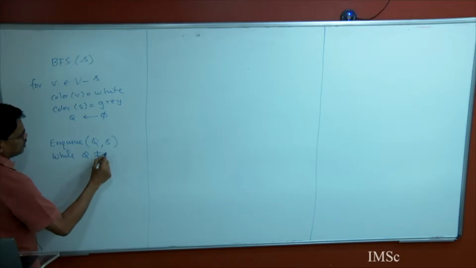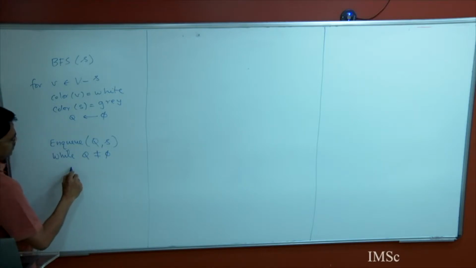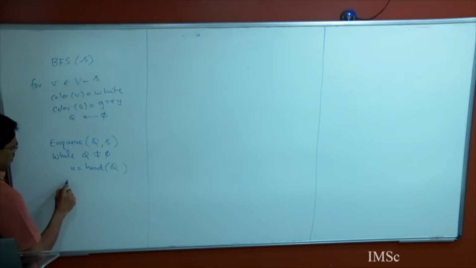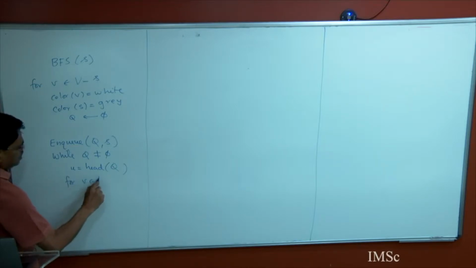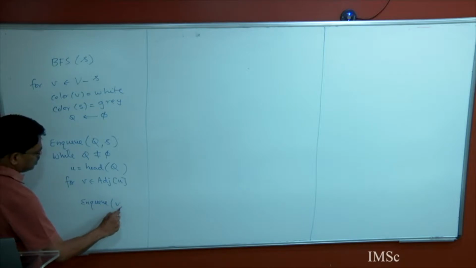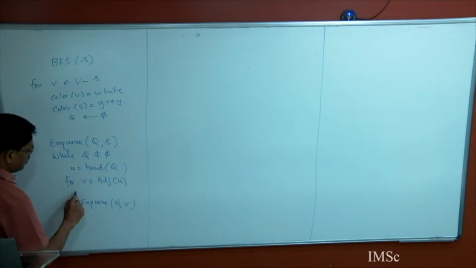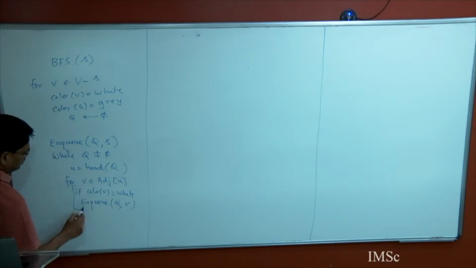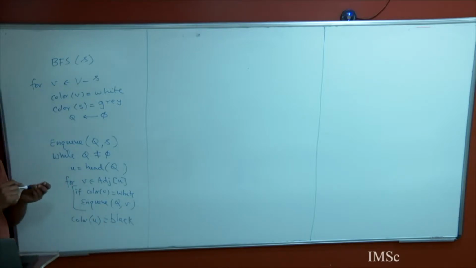Okay. So I'm adding S, and then I say while Q is non-empty, or not equal to empty, let's take, this is another operation to the Q, take the head of Q, and for V in the adjacency list of U, enqueue V to Q. So if color of V is white, then we add it to the Q, and after you are done with all the neighbors of U, I'm going to color U black. Okay, so that's the entire algorithm.